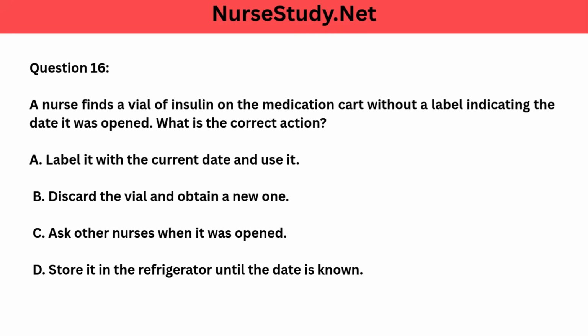Question 16. A nurse finds a vial of insulin on the medication cart without a label indicating the date it was opened. What is the correct action? A. Label it with the current date and use it. B. Discard the vial and obtain a new one. C. Ask other nurses when it was opened. D. Store it in the refrigerator until the date is known.